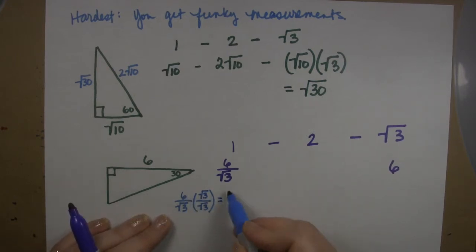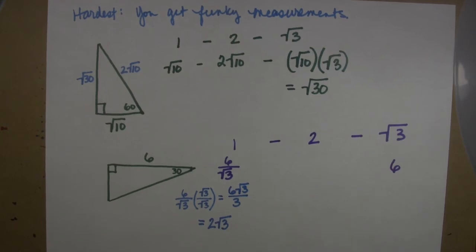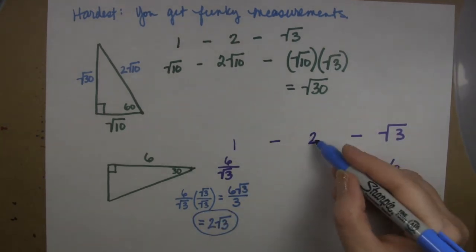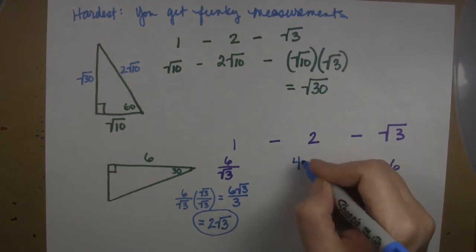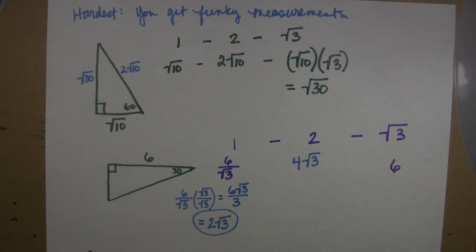So the top becomes 6 times root 3, or 6 root 3. And the bottom becomes root 3 times root 3, or just plain 3. And then we can further reduce it because 6 divided by 3 is 2. So we have 2 root 3 is our answer here. And so our hypotenuse length is twice that. So that would be 4 root 3. 4 root 3 and 2 root 3. Those are our sides for that one. All right, let's do one more.